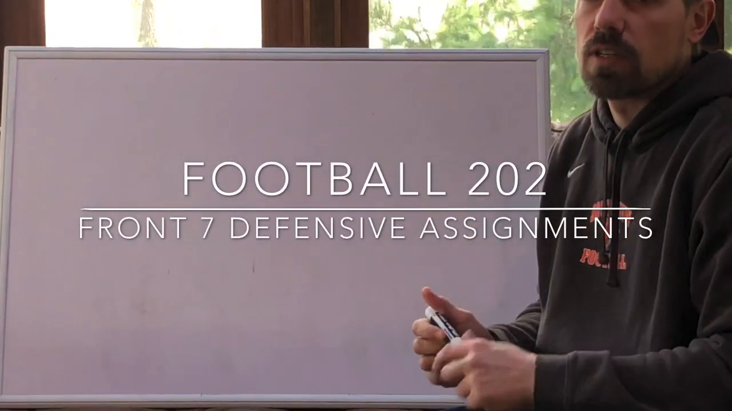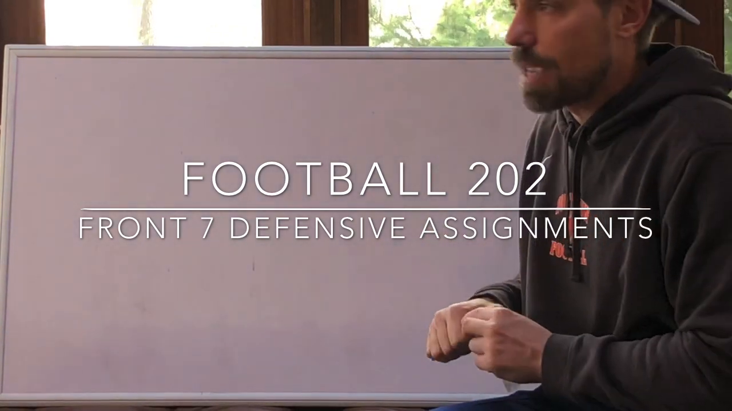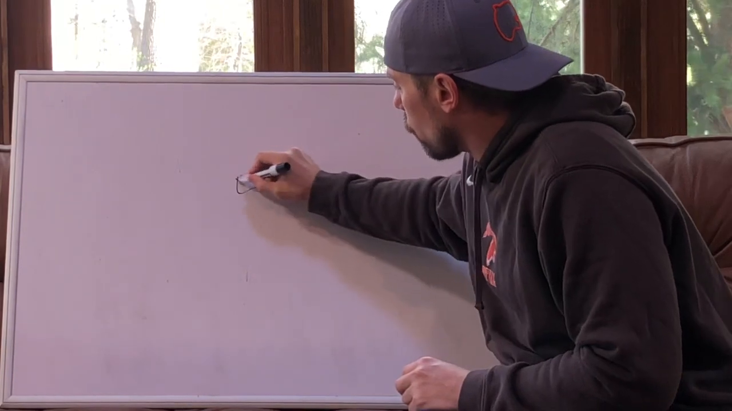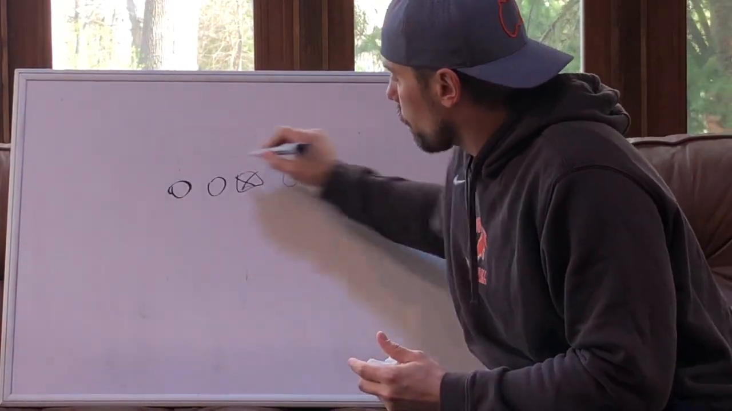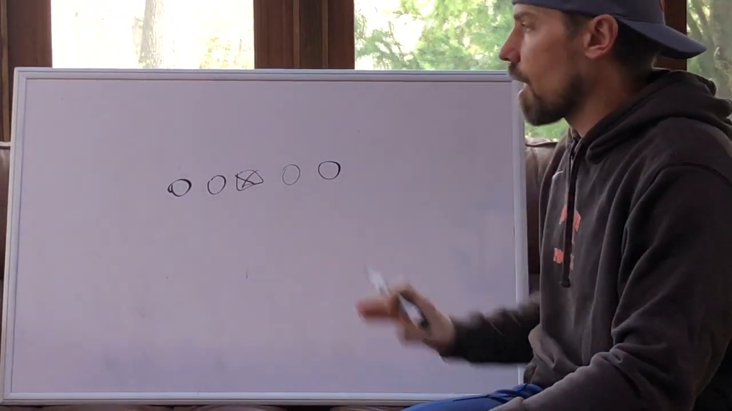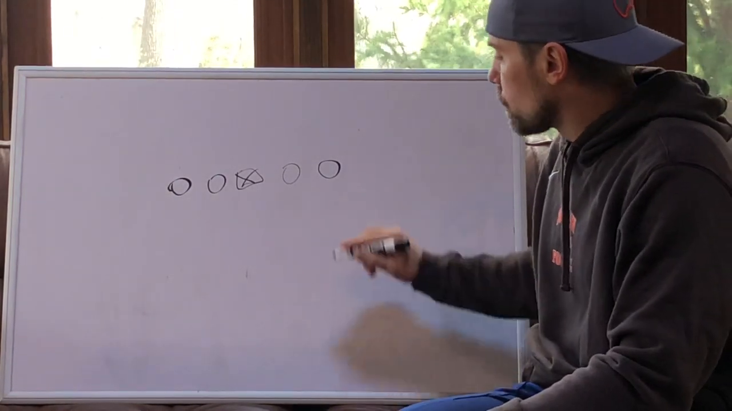So we talked last time about defensive alignments, and we're going to talk today about defensive assignments. We'll start with just going over simple gap integrity. So as defensive players in the box, okay, this front seven, linebackers and defensive linemen, we're responsible for gaps.